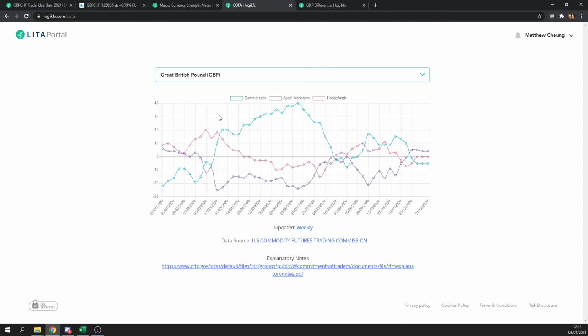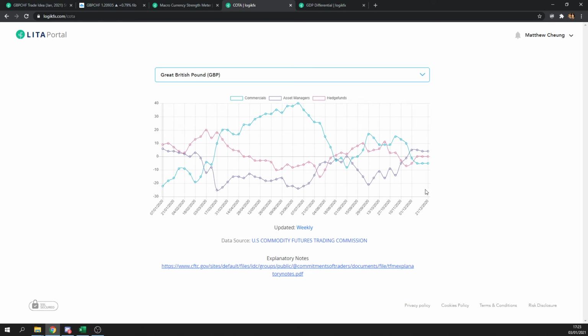And this is because the CFTC are on a nice holiday and they're coming back to update the COT reports tomorrow, I believe, 4th of January next week. So we'll get a good idea next week of the updated positioning of the hedge funds. And what we're going to do here on the COT indicator is basically identify what the hedge funds are doing.